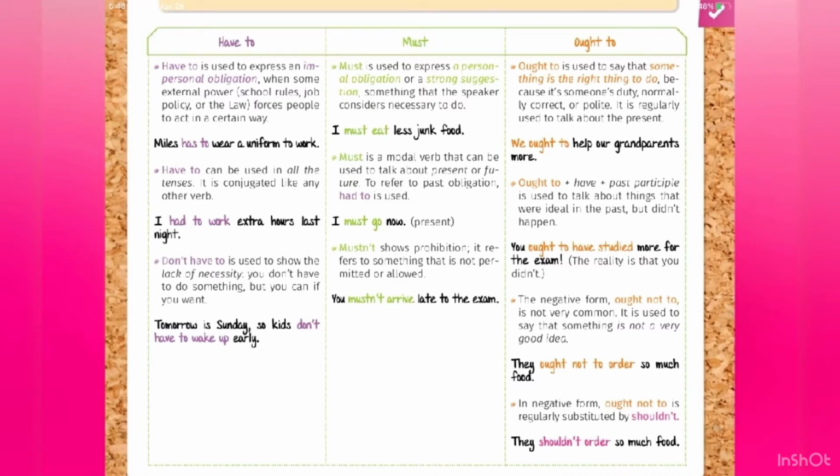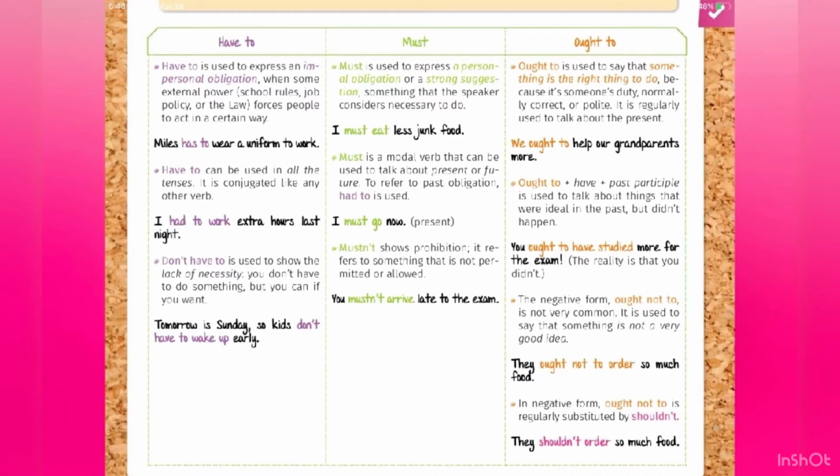And of course, if you want to change it to a negative, you use the word not. Ought not to. Keep in mind that this one can't have a contraction. So you use the phrase ought not to.